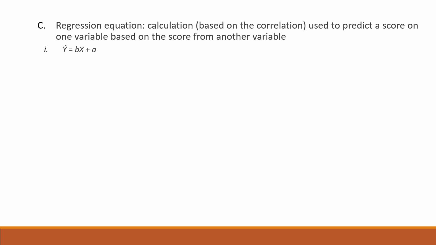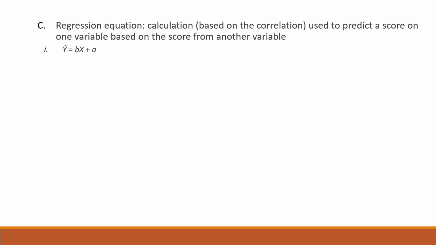Regression is kind of taking a correlation a step further. The regression is a calculation, which is based on the correlation, used to predict a score on one variable based on the score from another variable. The regression equation is y hat, the hat being the little angle on top of the y, and it means that it's a predictor. It's not actually a data point, but rather something we're predicting.